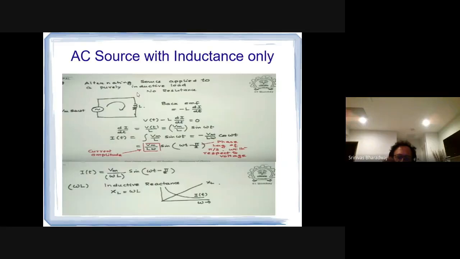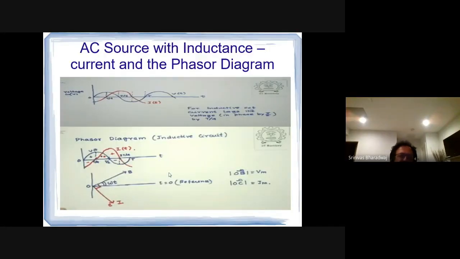Therefore the I and the V are not in lockstep. Remember, V is just V sine omega t, while I is V by omega L sine omega t minus pi by 2. So the pi by 2 is what we call the phase lag. So the phase of the inductive circuit lags. When this is 0, this is negative, and when this is dropping like this, it is then going up.